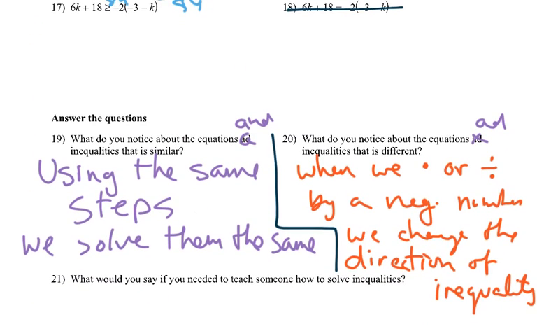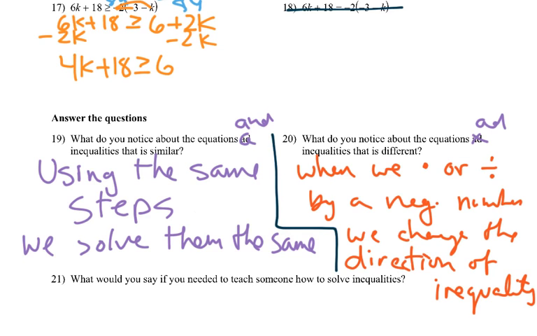Alright, and finally, 17. So I got 6k plus 18 is greater than or equal to negative 2 times negative 3 is positive 6, negative 2 times negative k, positive 2k. Subtract a 2k. We get 4k plus 18 is greater than or equal to 6. Subtract 18. We get 4k is greater than or equal to negative 12. Divide by 4. Now here's where I see a lot of problems. So k is greater than or equal to negative 3.